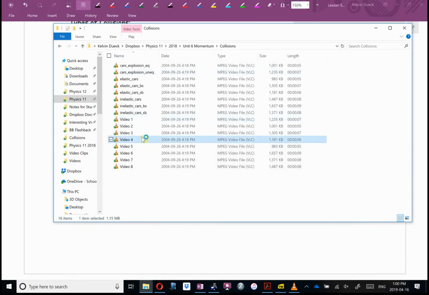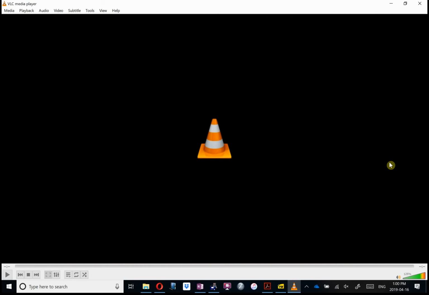That was video 4. Elastic, small mass hits big mass. Same mass hitting same mass, heavy mass hitting light mass, light mass hitting heavy mass. Elastic, small mass hits big mass. Light hitting heavy, convince me.